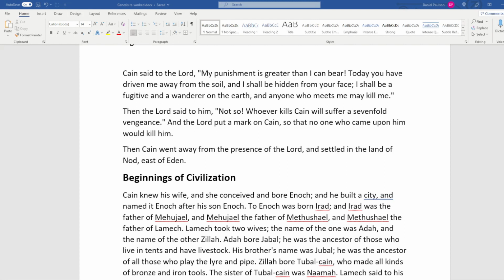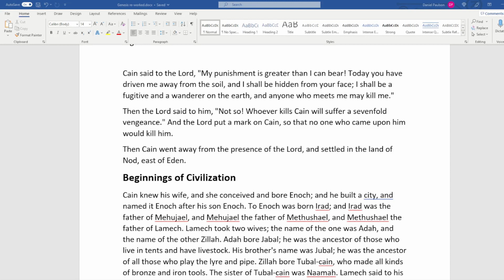Then Cain went away from the presence of the Lord and settled in the land of Nod, east of Eden. Okay, so we left the presence of the Lord. The Lord is our higher being. We are no longer with it. We are now Cain and not connected with our higher self, and we settle in the land of Nod, east of Eden. So something about east of Eden is going to be Nod, and east of Eden doesn't sound like a good place that we want to be.